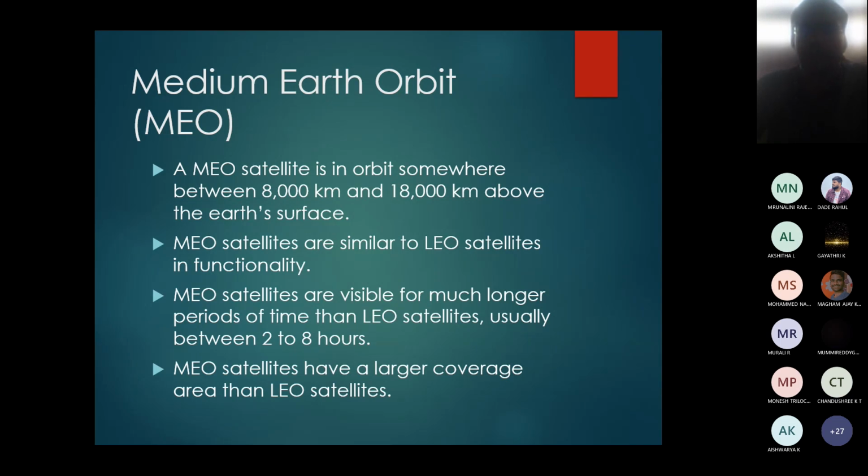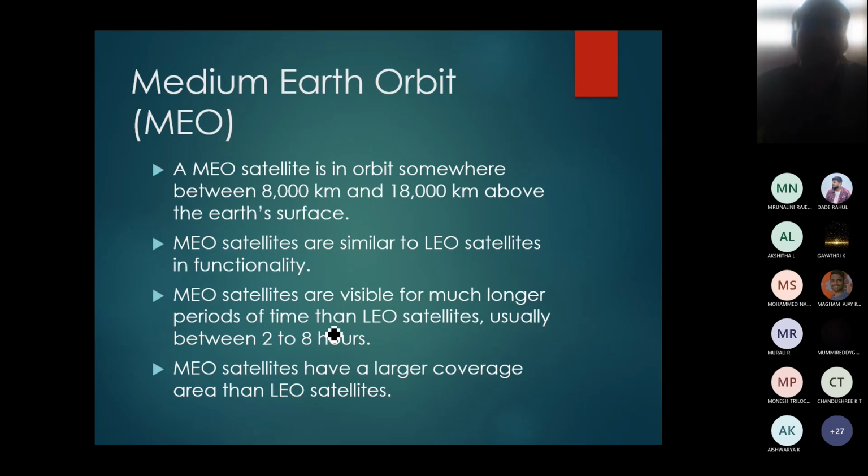And the next kind of satellite is called the medium Earth orbit satellite, which is around 8,000 kilometers to 18,000 kilometers from the surface of the Earth. They are moving, and they also have the same functionalities as the low Earth orbit satellites. That means weather monitoring and remote sensing applications. The medium Earth satellites have been launched.